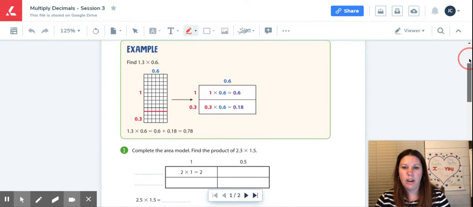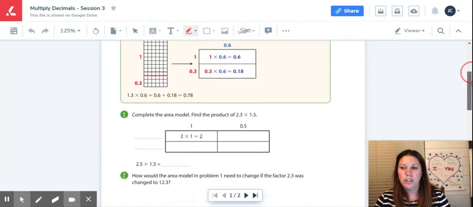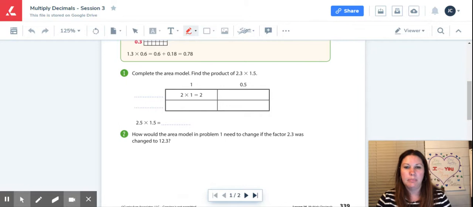And we are working on the example right now, it gives us a grid. And this is just like our area model, right? Here's our area model. And then they added up everything that they found inside the area model, and they got this answer. So we're gonna do an area model for number 1. It says complete the area model, find the product of 2.3 times 1.5. So we have 1 plus 0.5 because we broke up our 1.5 here.